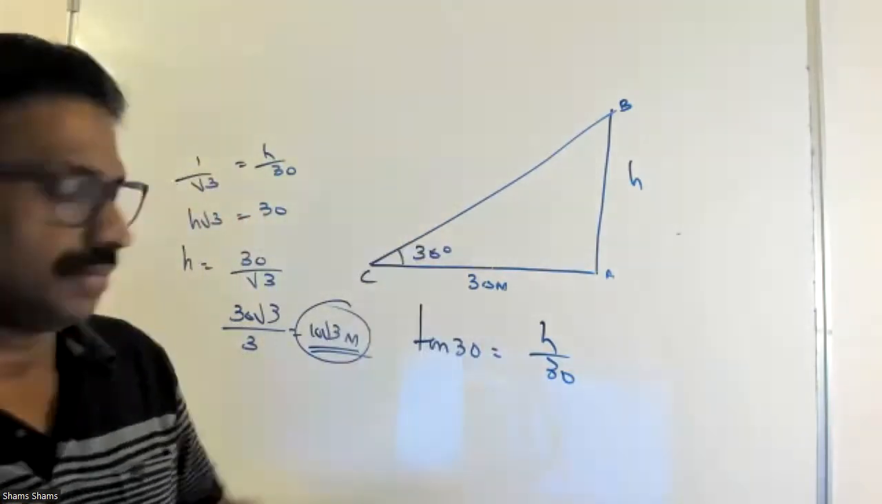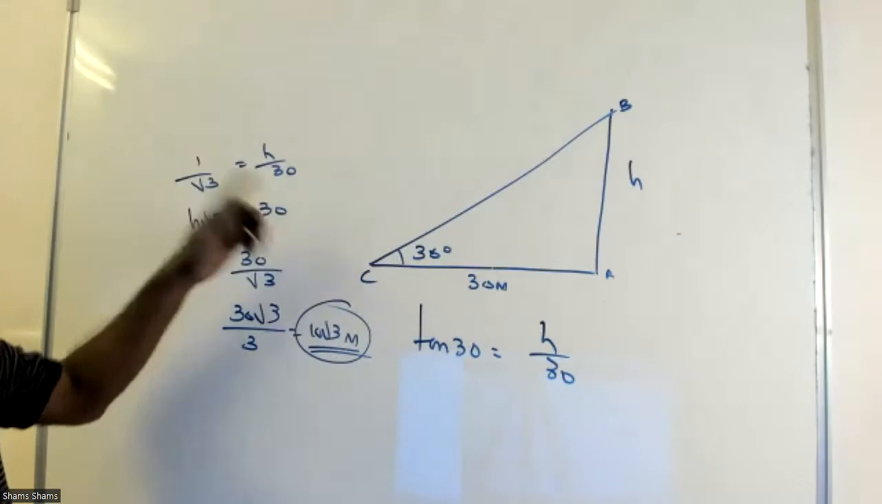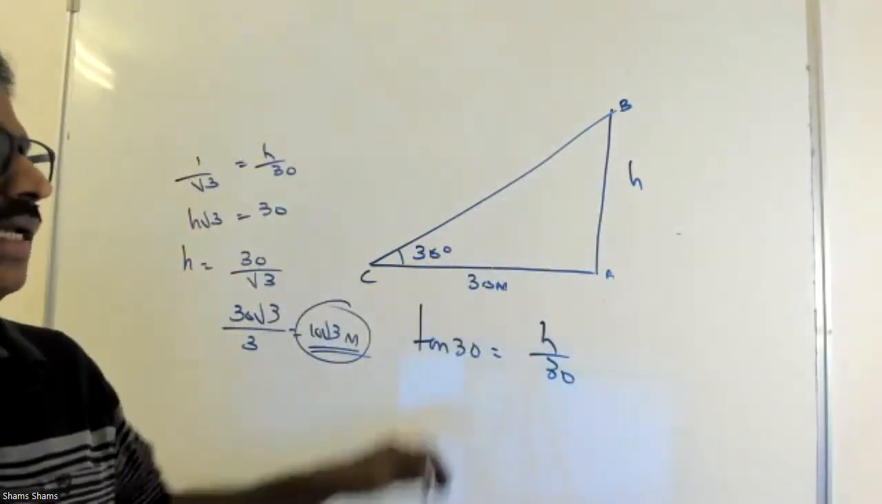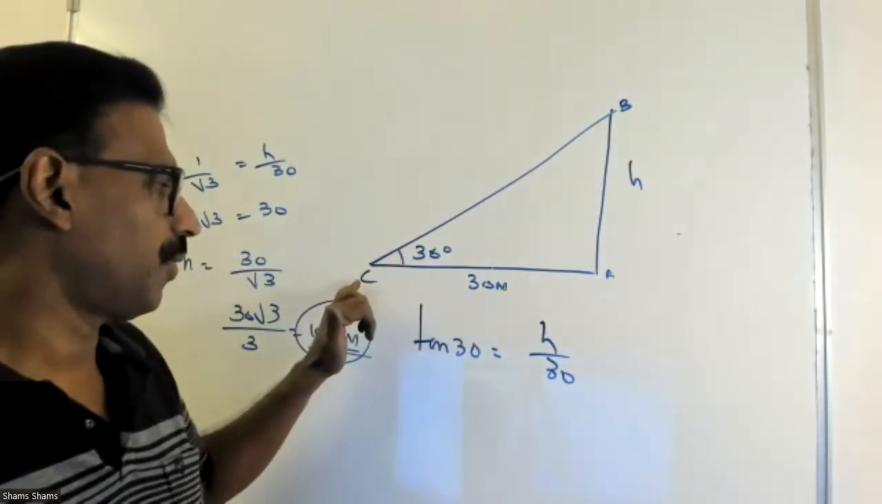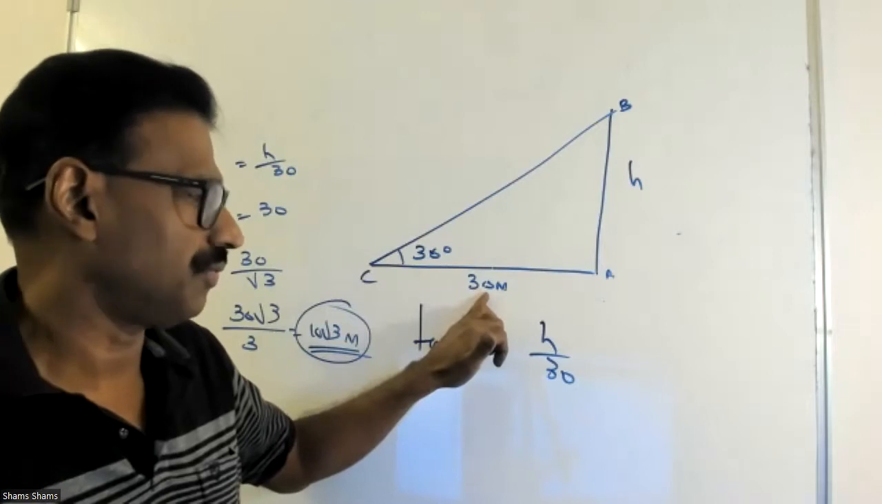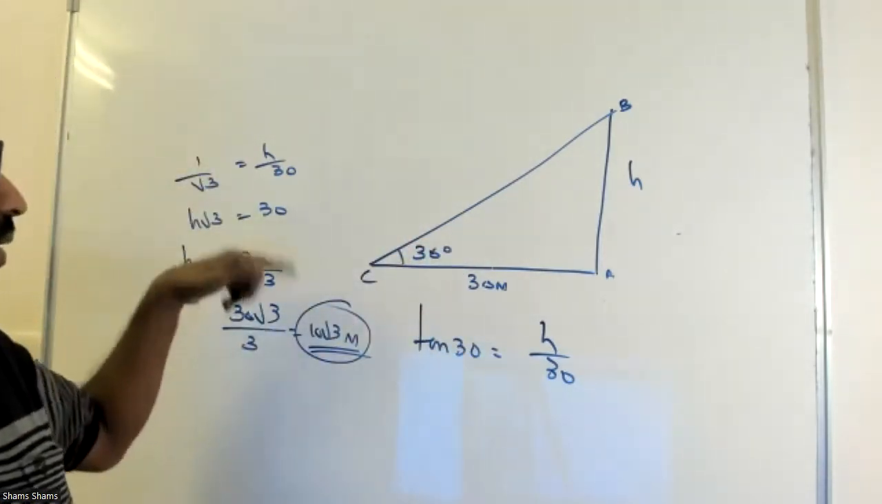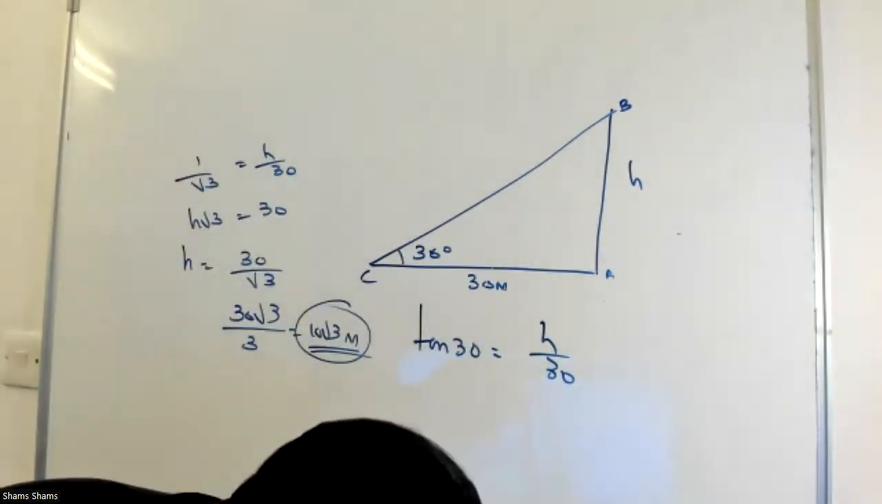So right now, you draw the figure and explain it. And finally, you write, let A be the tower of height h, and the angle of elevation at the point C, which is 30 meters away from the foot of the tower, is 30 degree. Then tan 30 equals h by 30. Then write it. Take your time. Neatly write.